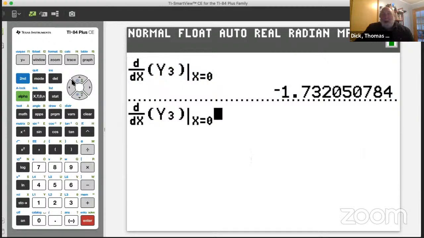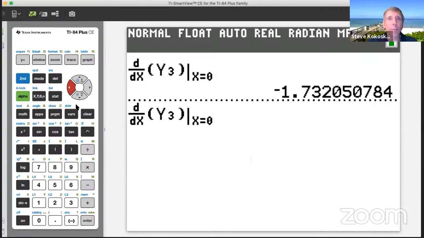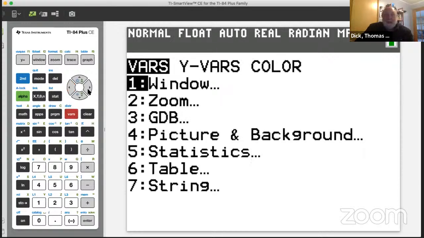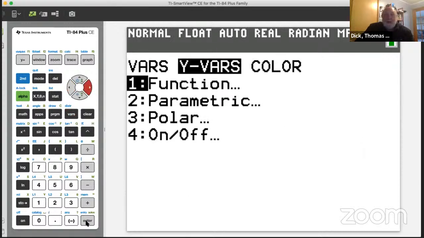Now, remember that Y1 has really a sharp corner in the graph at 0. So what do we want the answer to be? Well, this is going to give us an answer because it's doing that symmetric difference quotient, but it's not going to be one we trust at all. And that's where the graph is kind of handy, to do a reality check. So let me go ahead and put in Y1.